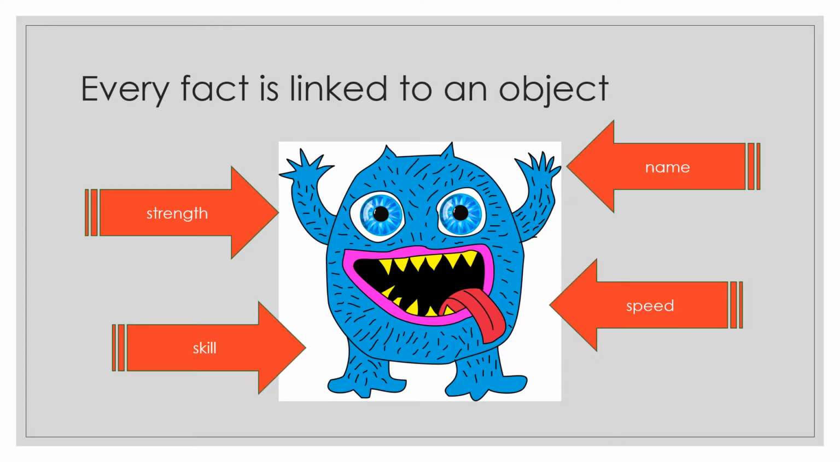In real life, facts don't just float about in the world, do they? They're always linked to objects, and the same goes for the imaginary world of a game. So we don't just have strength on its own, it's always the strength of something. We don't have names existing on their own, they're always the names of something. And this is true whether we're writing a game or whether we're writing a program to work with the real world. Every fact is linked to an object, and this is how object-oriented programming works.